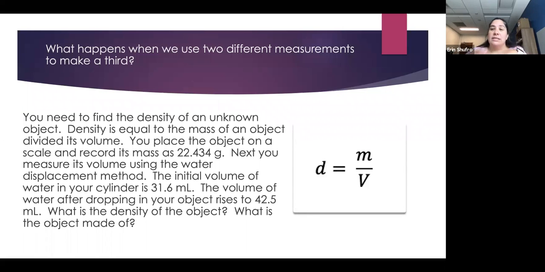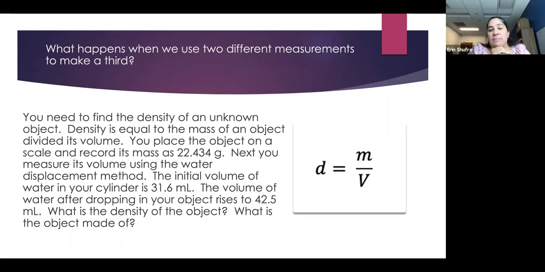Okay, so now let's talk about why we want to know how many significant digits are in a measurement. And that brings us to this question: what happens when you use two different measurements to make a third? The density of an object is a ratio of its mass to its volume. So if you want to know the density of an object, you need to measure its mass and its volume, and then take the mass and divide it by its volume.